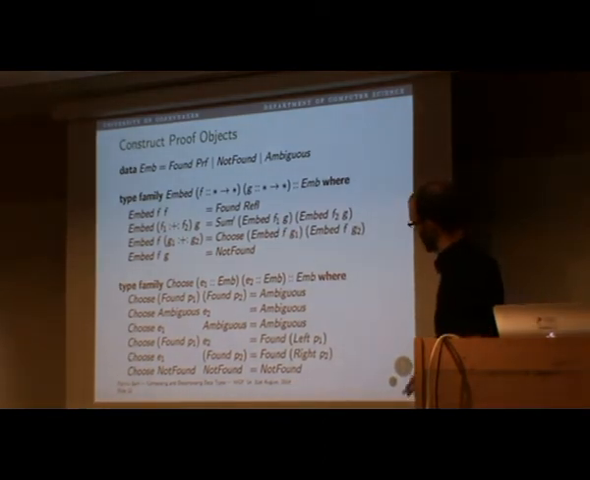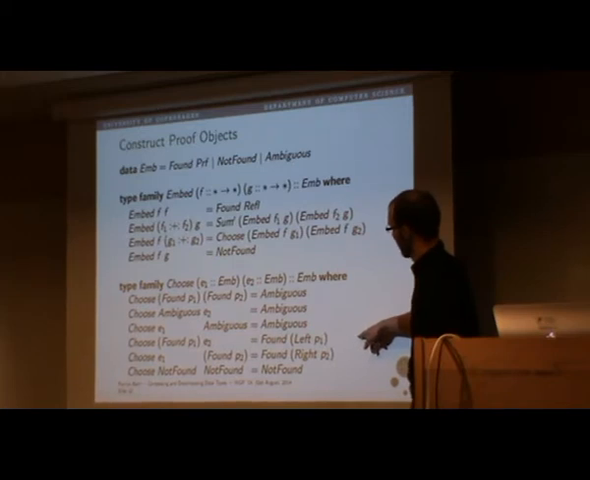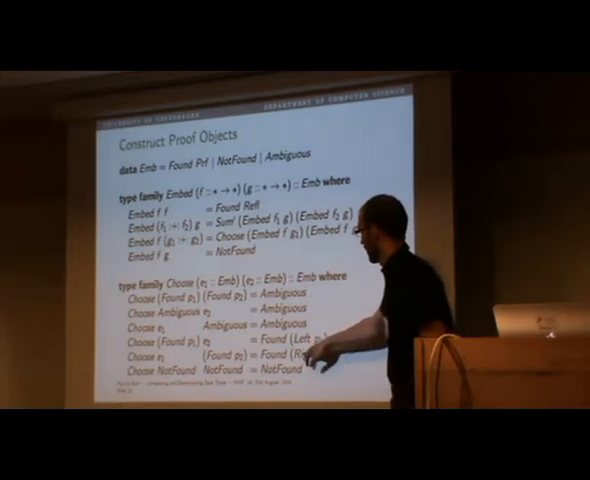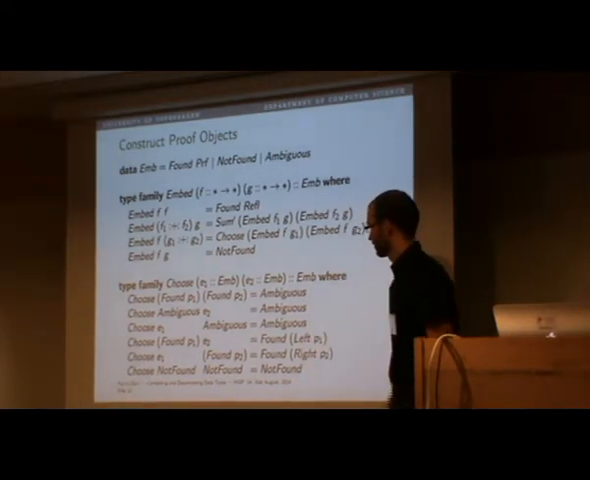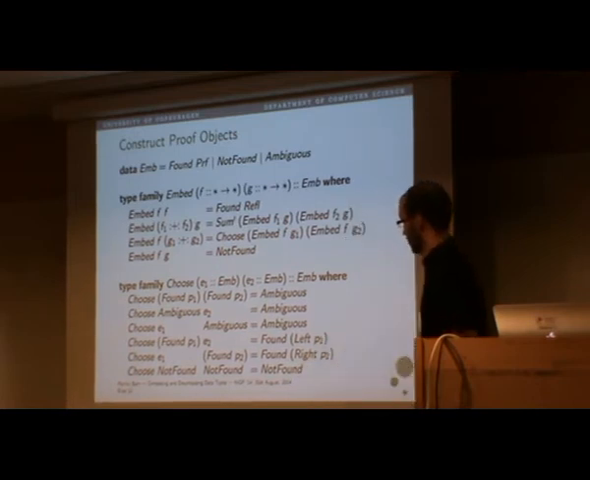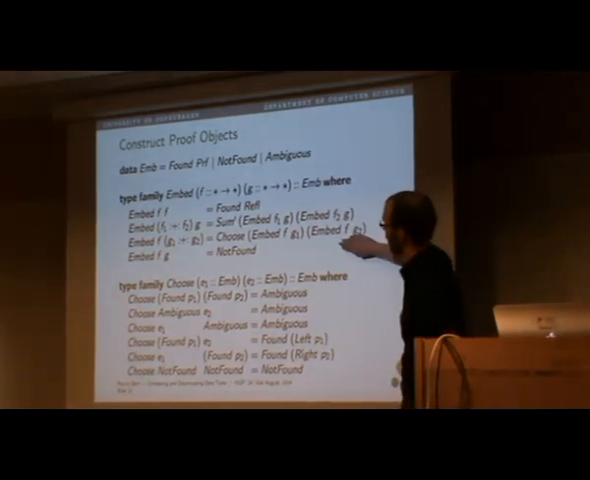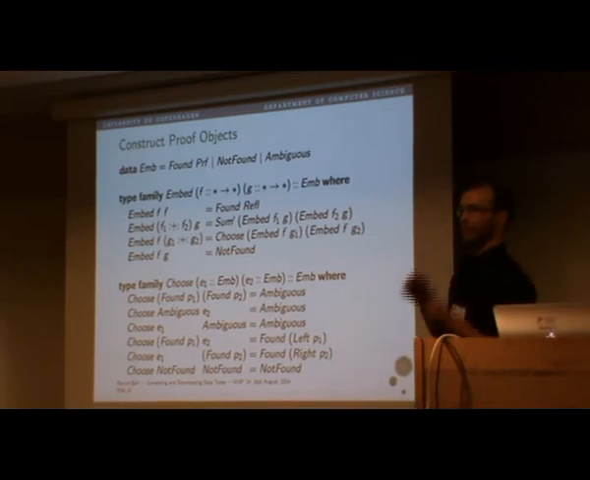The successful ones are if we only find an embedding proof object on the left, or if we find one on the right, then we use the proper proof constructor, left or right. In other cases, we use the different modifier. And this is the catch-all case.